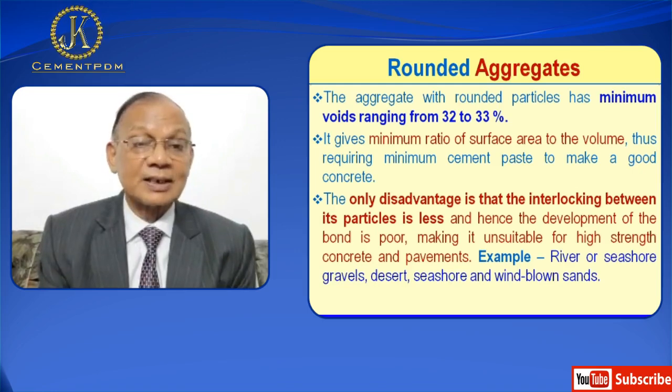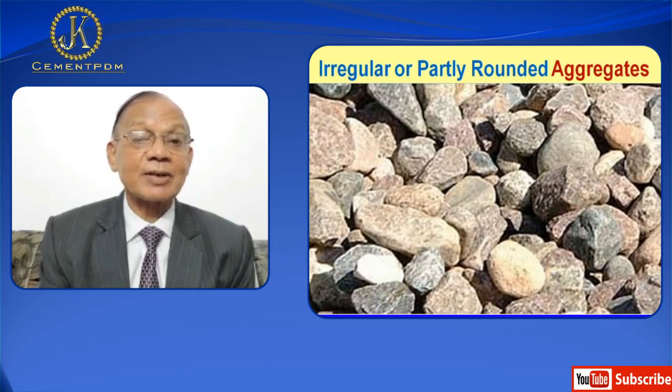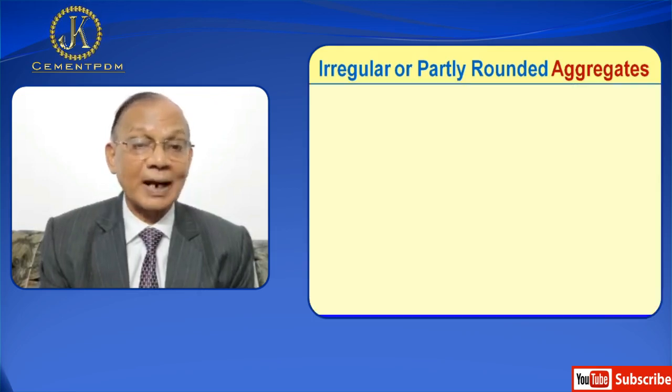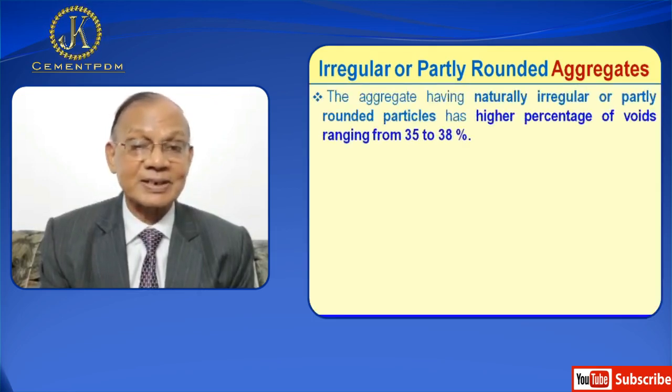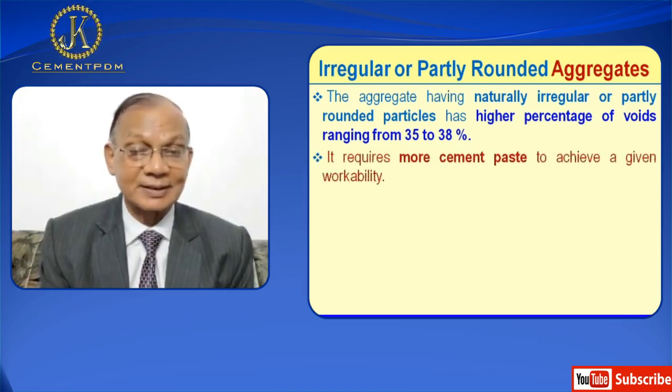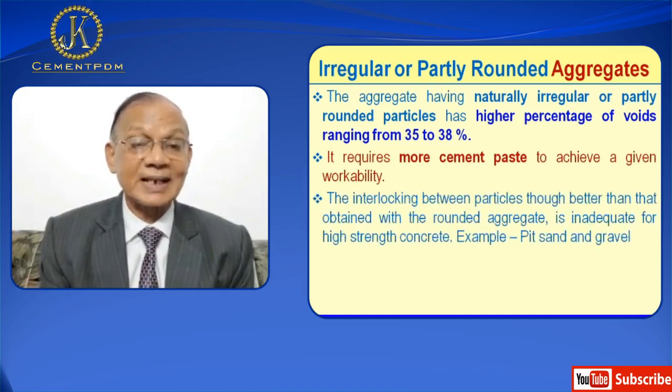Now, irregular or partly rounded aggregate. The aggregate having naturally irregular or partly rounded particles has higher percentage of voids ranging from 35 to 38%. It requires more cement paste to achieve a given workability. The interlocking between particles, though better than that obtained with the rounded aggregate, is inadequate for high strength. Example: pit sand and gravel.